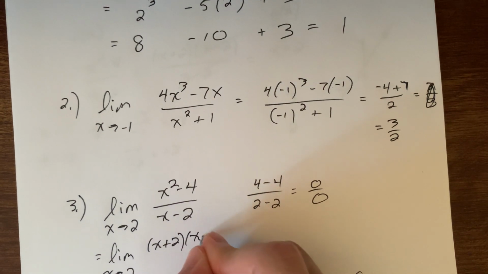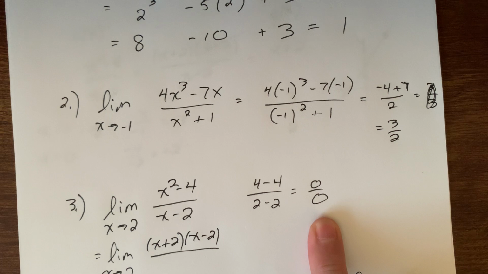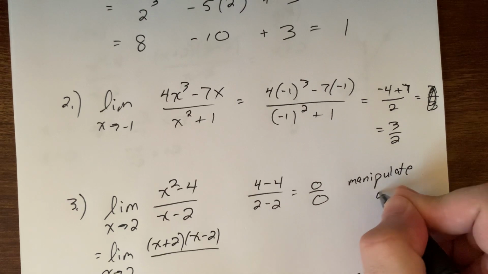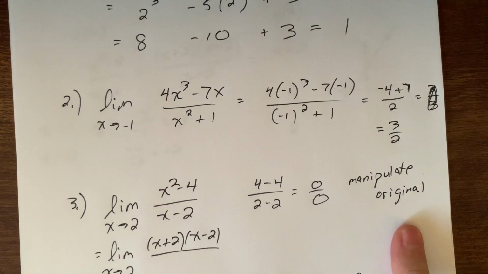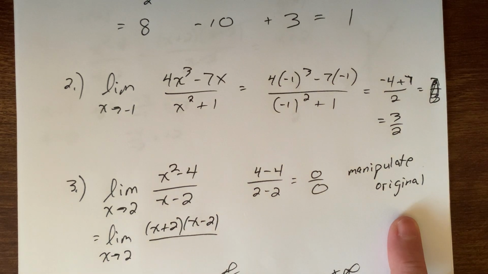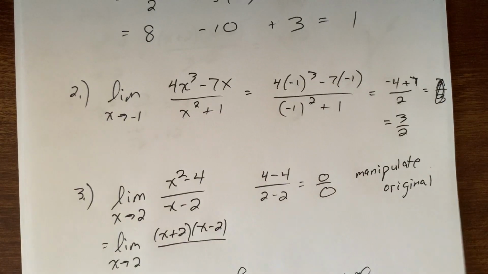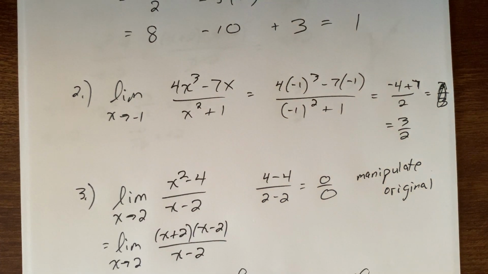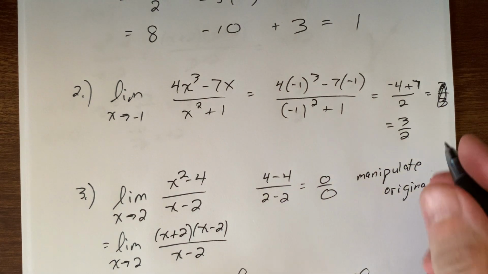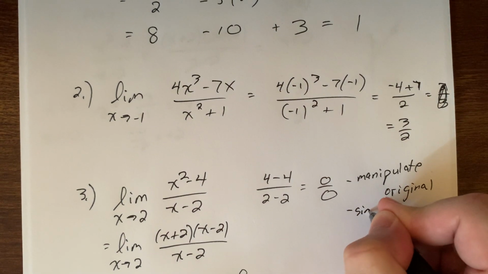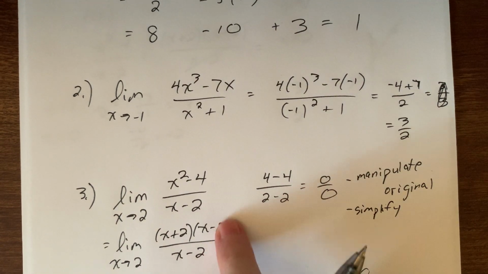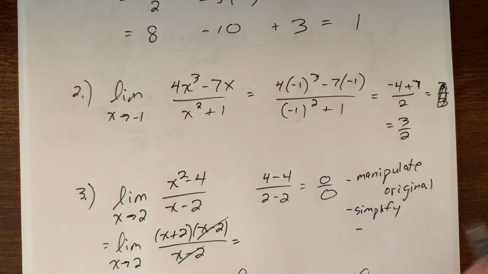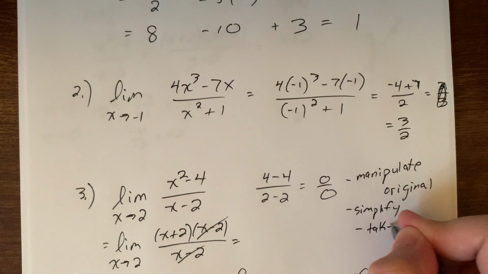But while I keep that notation, we're going to learn that 0 over 0, we need to manipulate the original. And what does that manipulation consist of? Well, honestly, it's whatever we can do. This one, factoring works, so we factor. Once I manipulate in some way, I should be able to then simplify. And notice here that once I manipulate through factoring, that allows me to simplify. And then I can try and take the limit again.